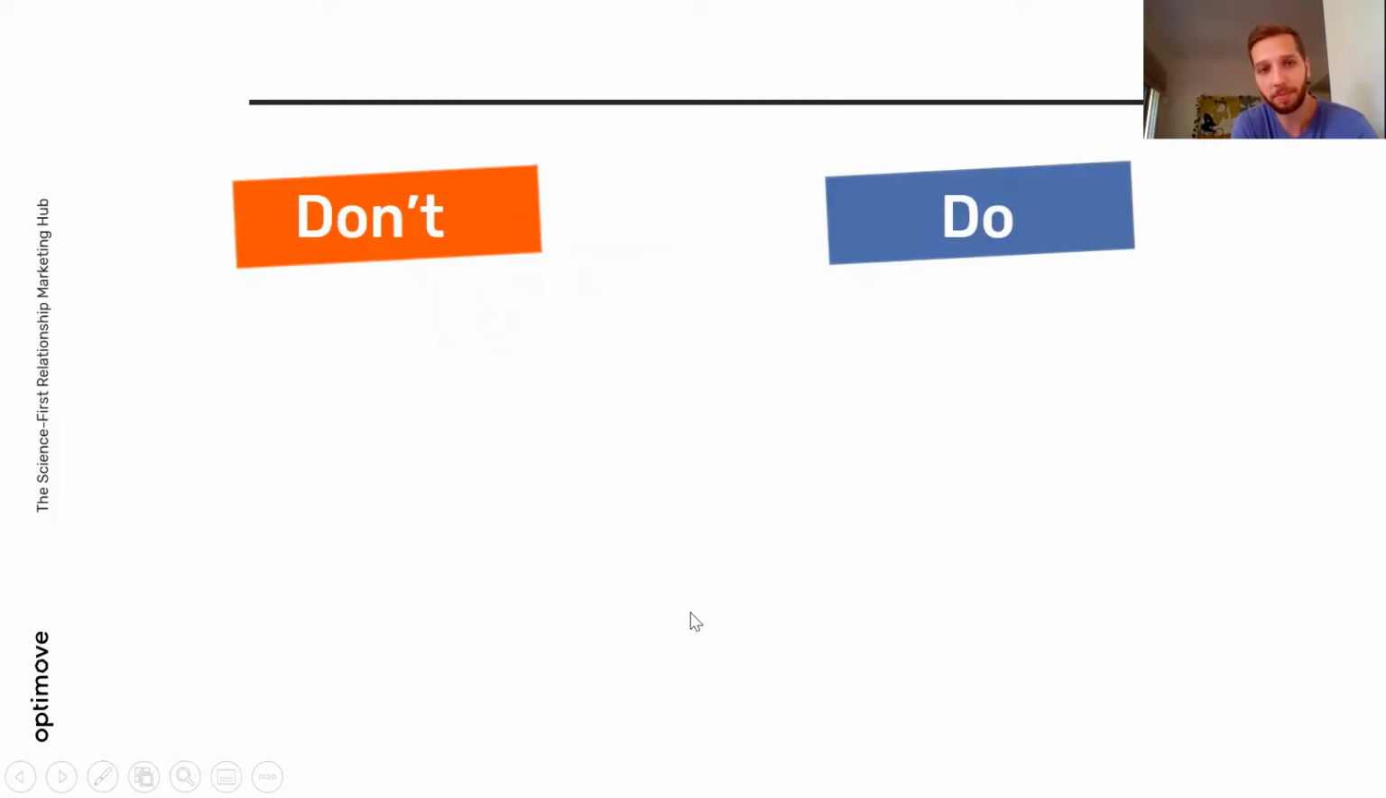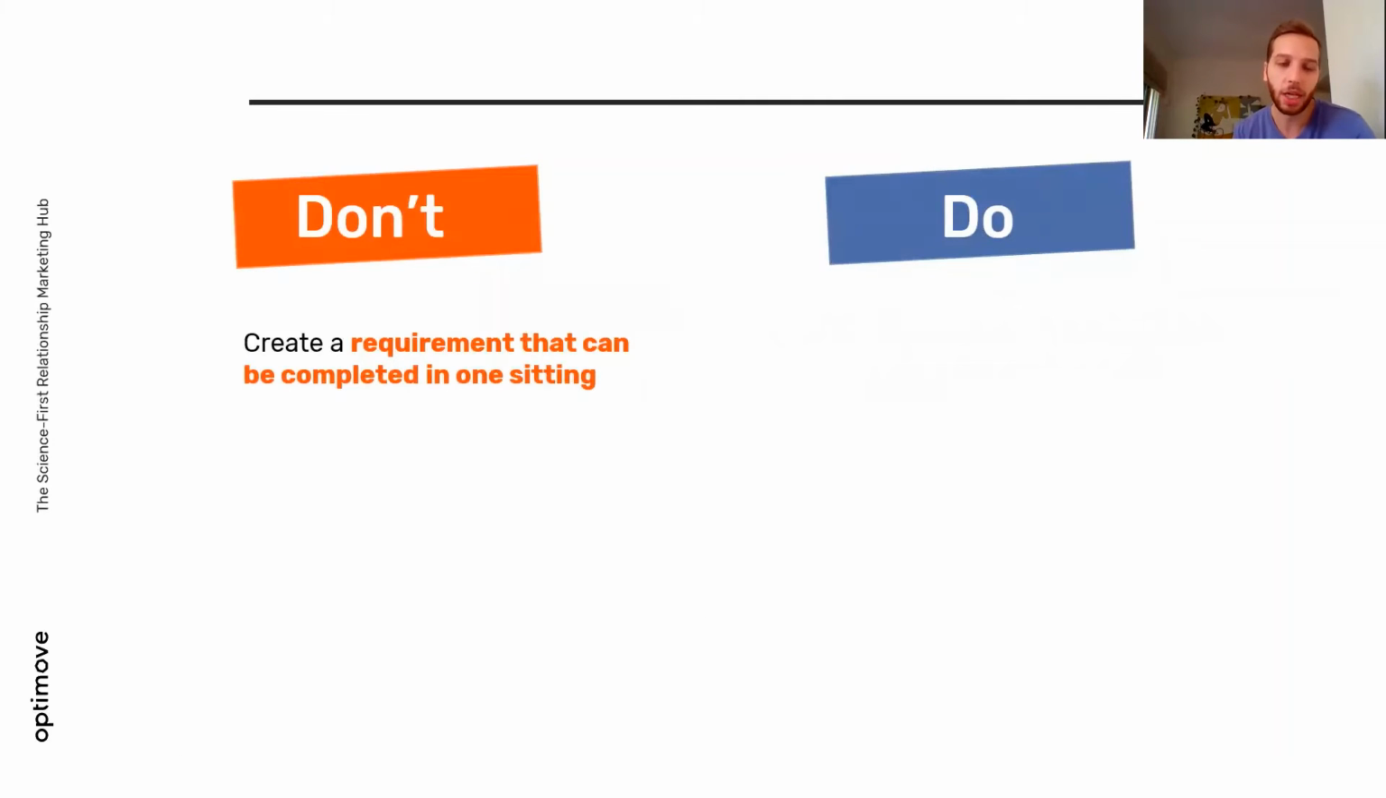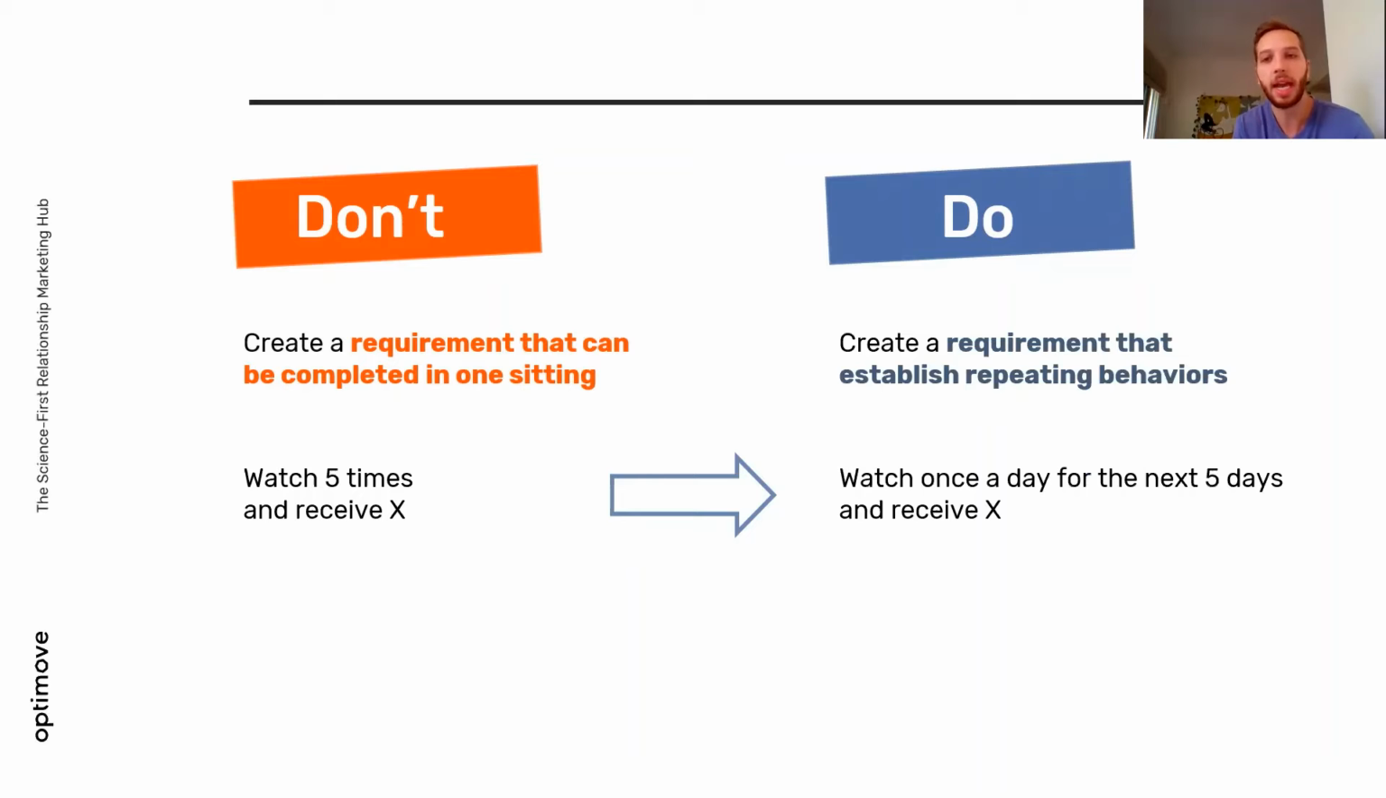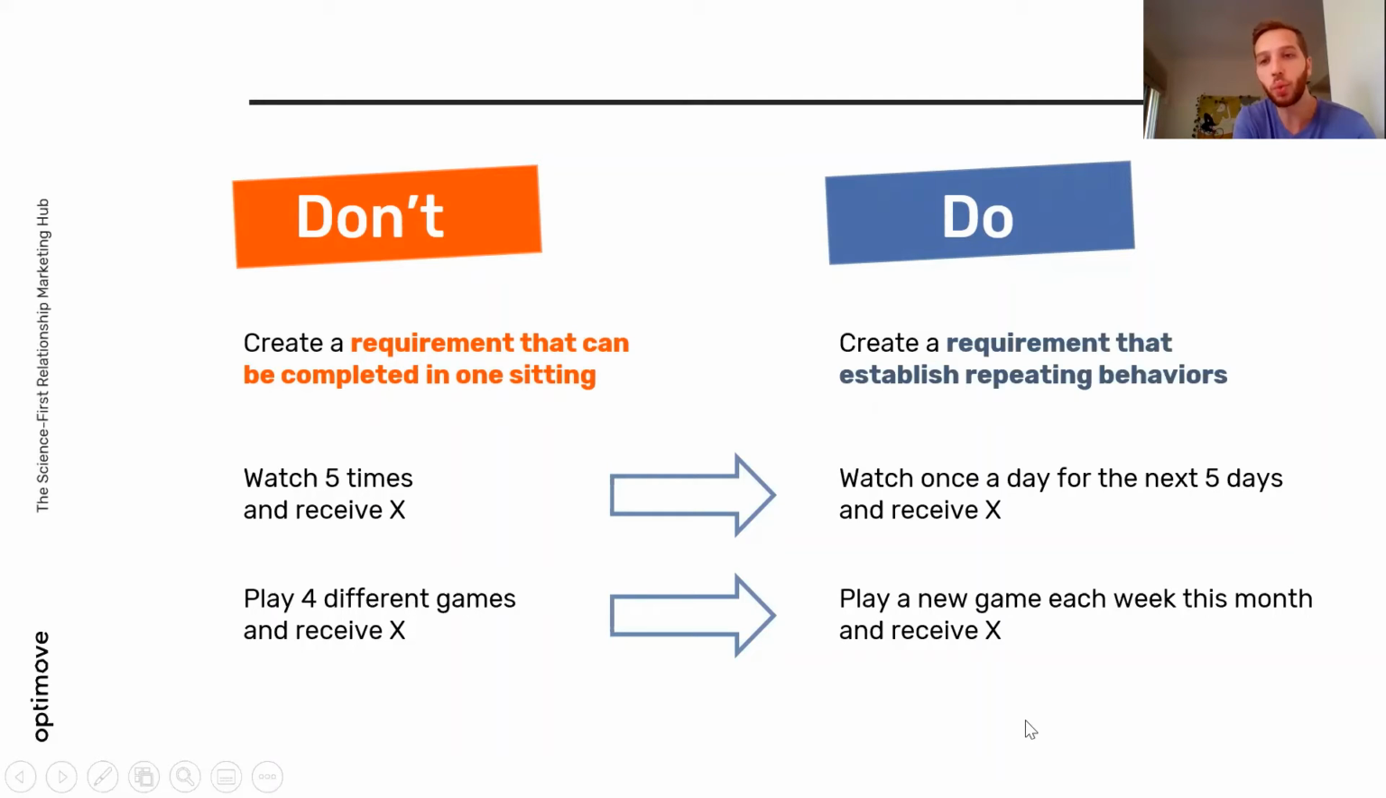First, the don'ts. Do not create a requirement that can be completed in a single sitting. Instead, try to create a requirement that will establish a repeating and ongoing behavior. So let's take an example here. Instead of saying, watch 5 times and receive X, try watch once every day for the next 5 days and receive X. Or play 4 different games. Instead, try play a new game each week for the next month and receive X.